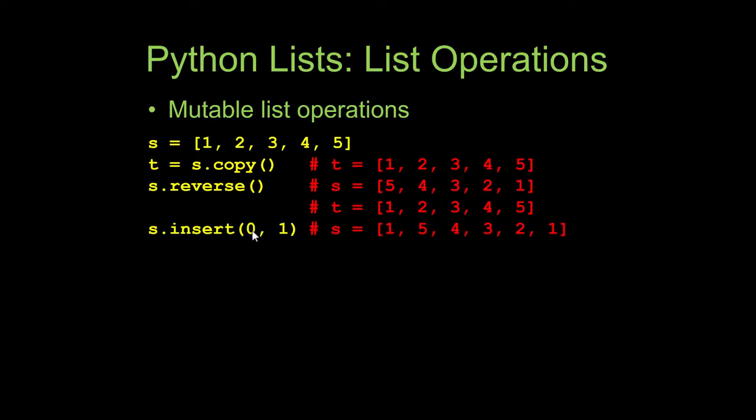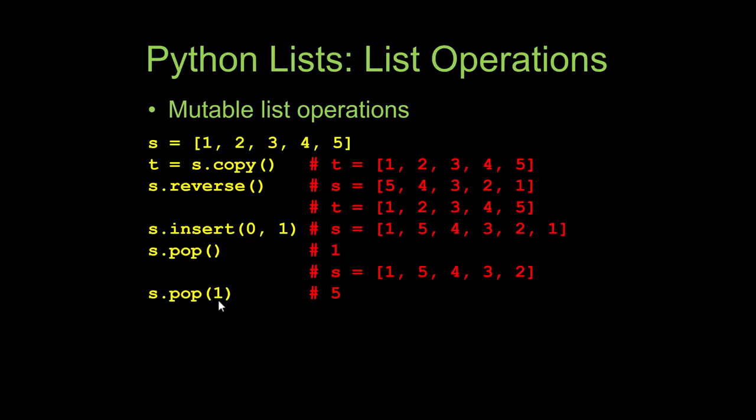S.insert(0, 1) is to insert at position 0 the item 1. So since S is 5 to 1, inserting at position 0, which means inserting at the front, you get a new 1 followed by 5 to 1. S.pop is to take the last item in the list. In this case, the last item is a 1. So 1 is the outcome of this pop. S is then mutated by removing the last item. So we are left with 1, 5, 4, 3, 2.